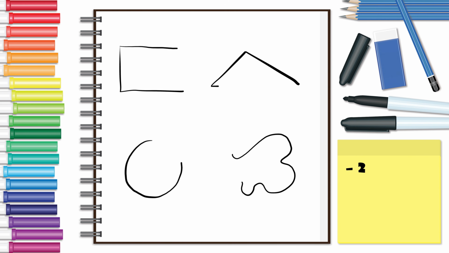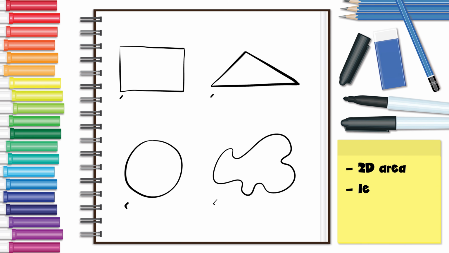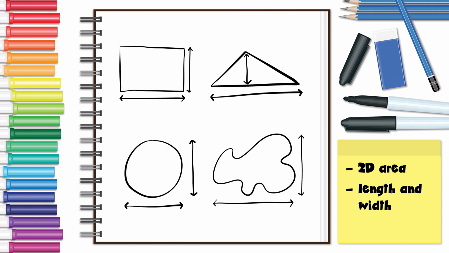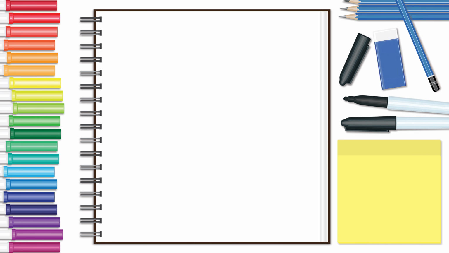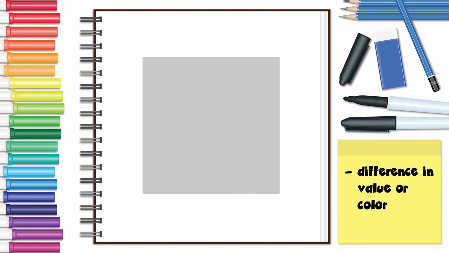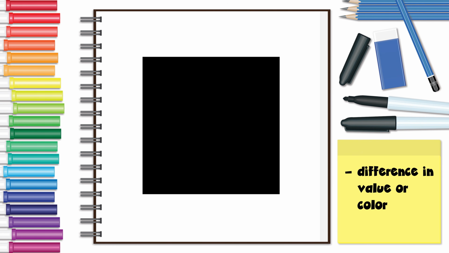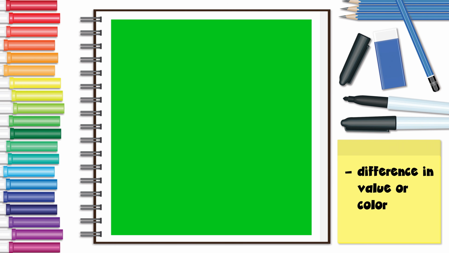A shape has a two-dimensional area, meaning that it has a length and a width. We see shapes because of a difference in value or color. For example, there's a white square here, but you can't see it because the background is also white. But as we make the square darker, we can see its shape. Similarly, a triangle starts to appear on the green background as we change the triangle to red, even though the value of the triangle and the background remain about the same.